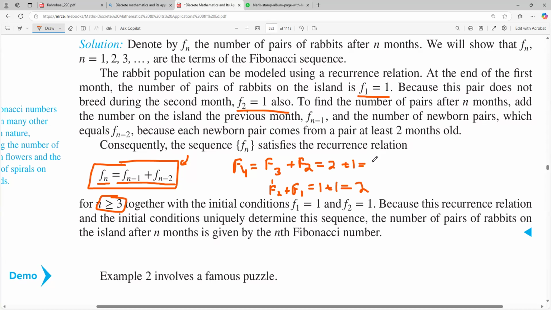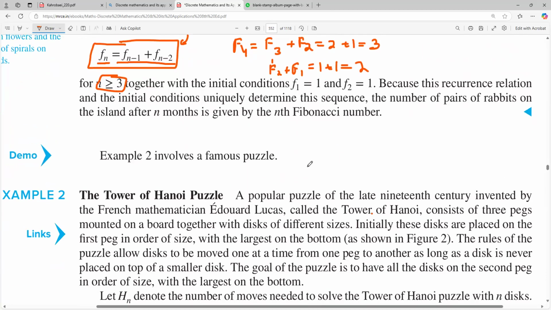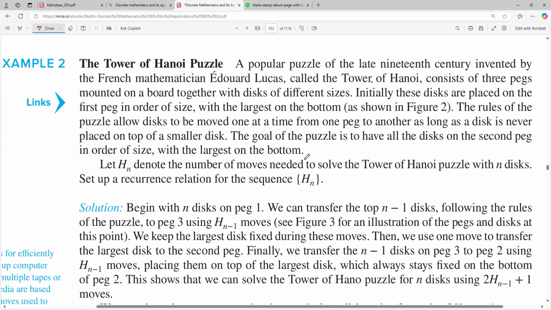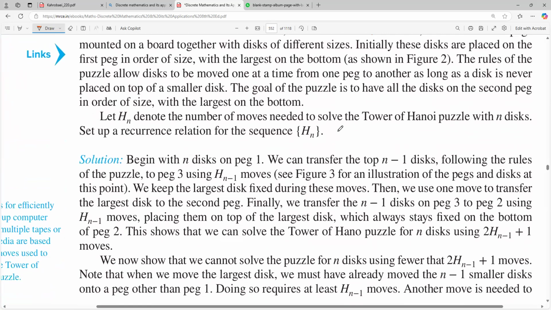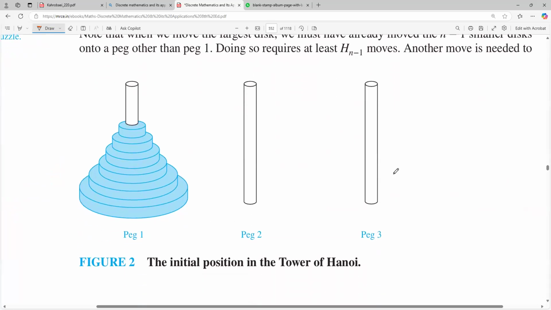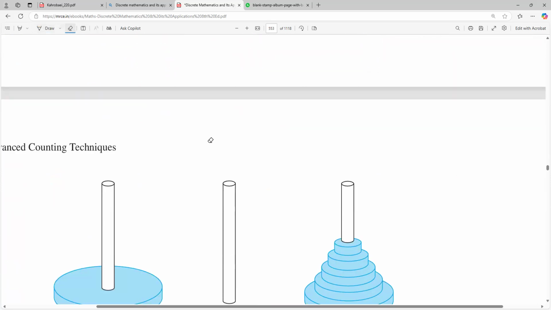So on the 4th month, the rabbits are going to have 3 of them. There's 3 rabbits. Okay. Right, and then we go with Towers of Hanoi, right? So if you look at the Towers of Hanoi, basically you have 3 pegs and you want to move all of the discs from one peg to another peg, but you can't have the smaller one below a bigger one, right? They have to remain in size order. Okay.